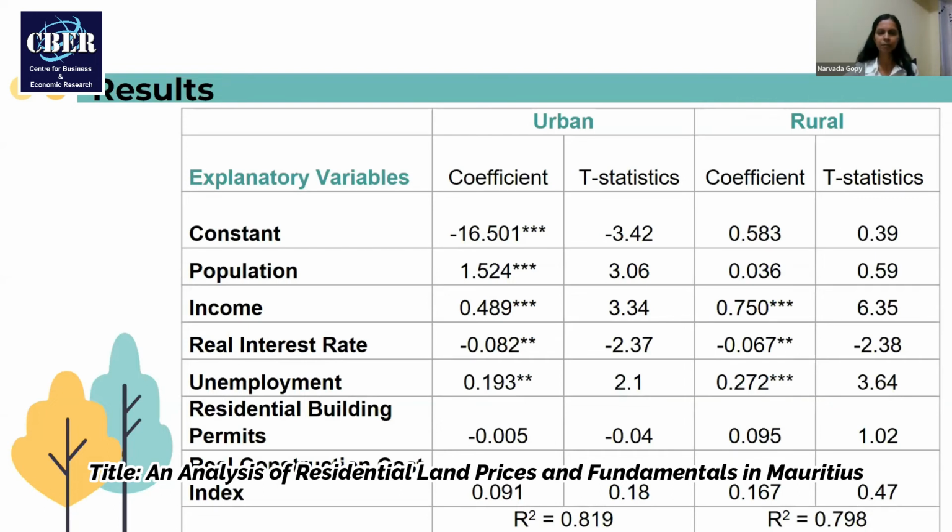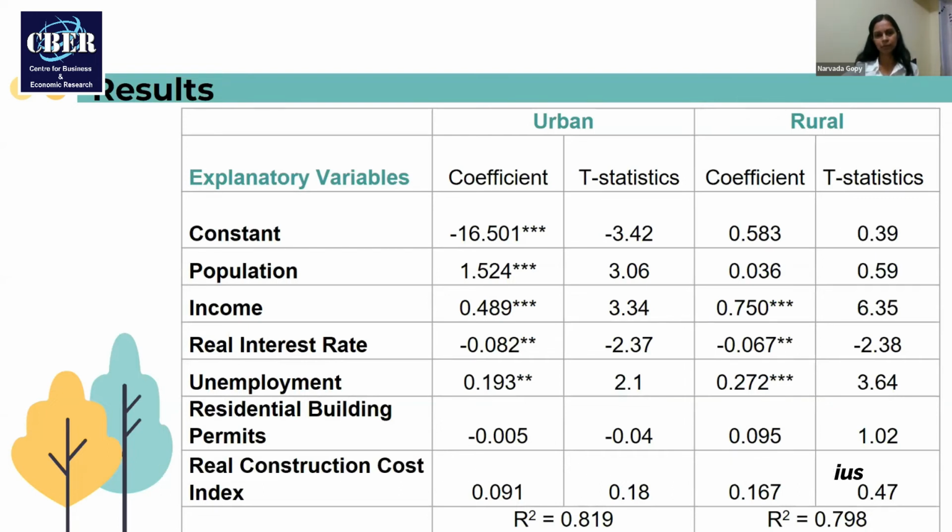Once again, we have kept the same fundamental factors. So the fundamental factors are kept the same, and now we are seeing how they are influencing land prices in the two regions. When performing the regression, we apply the fixed effect model. Once again, we perform the regression and the results are given here.